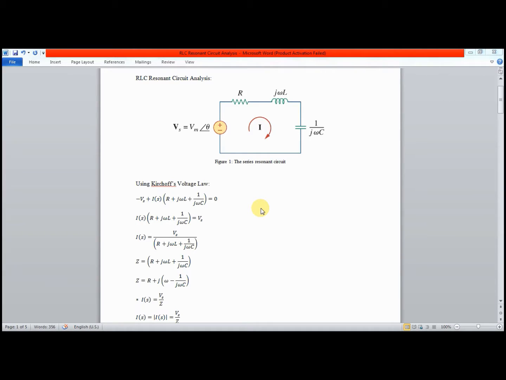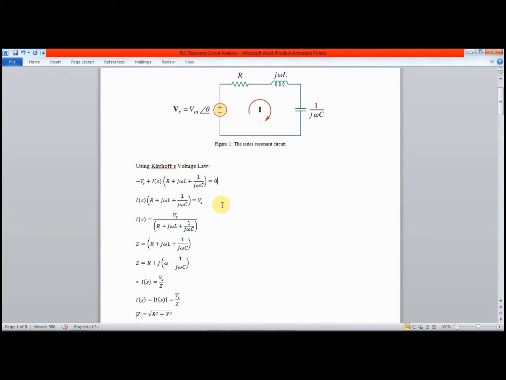Today I want to explain the RLC resonance circuit analysis. Okay, this is the series resonance circuit that we want to analyze, and we use Kirchhoff's voltage law to obtain the current transfer function, which is Is. From the circuit given, we may use a counterclockwise loop to obtain the equation like this, which is negative Vs plus Is times R plus j omega L plus 1 over j omega C equals 0.